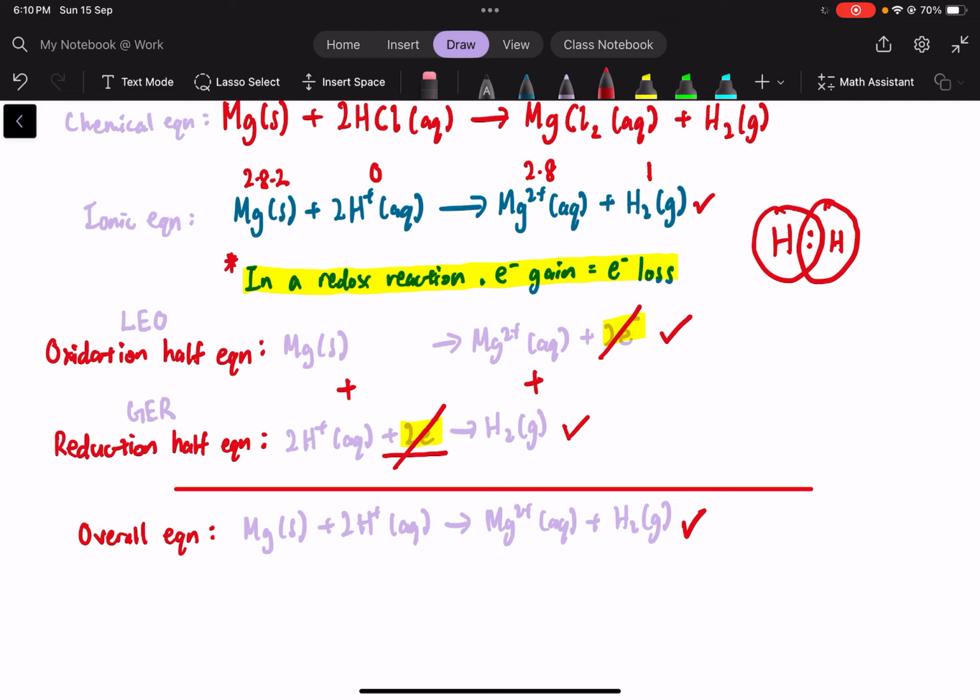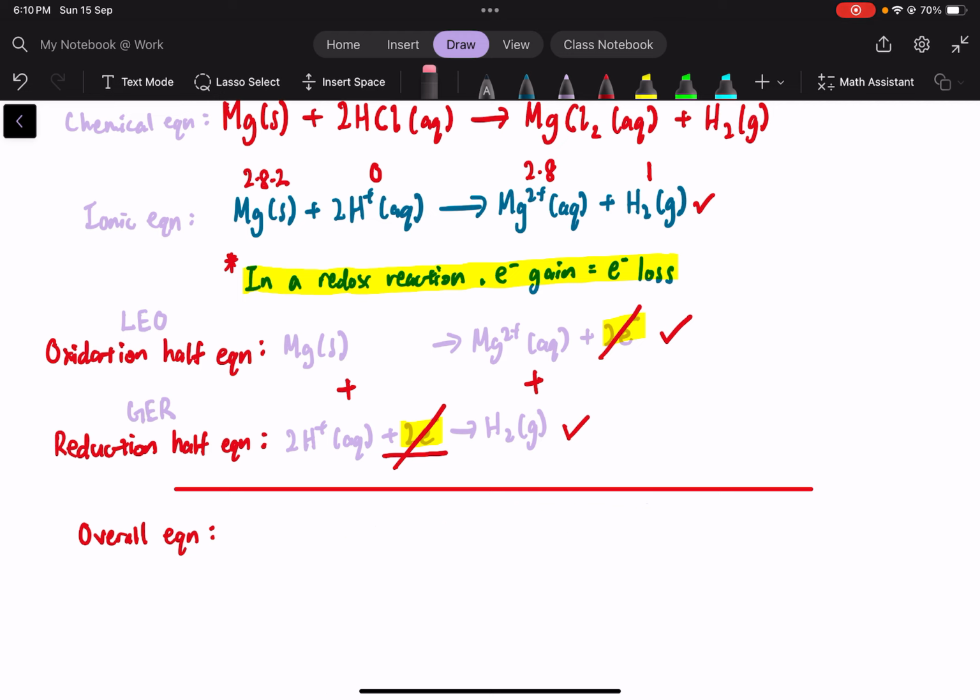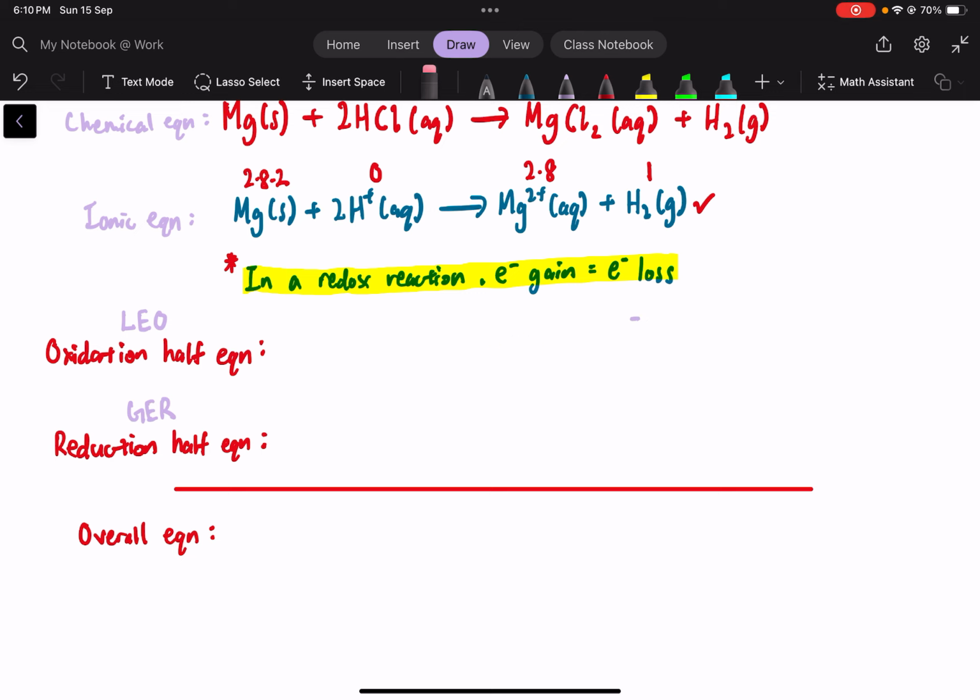Maybe let us look at another example now, when sodium metal is used instead. So instead of magnesium metal, let us use sodium metal. In this case, because hydrochloric acid is still the acid that was used and hydrogen gas was also formed, we are only changing the metal. So the reduction half equation will be the same. Let's just write it again.